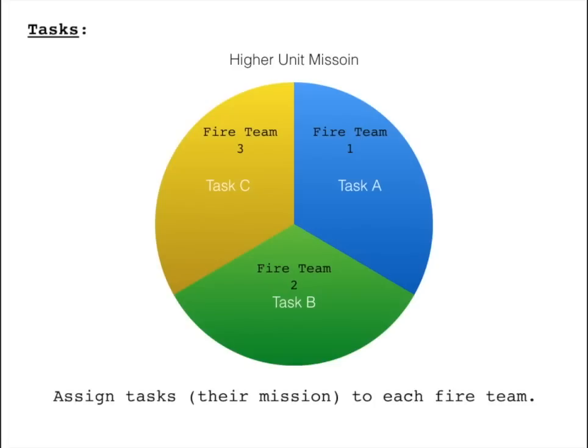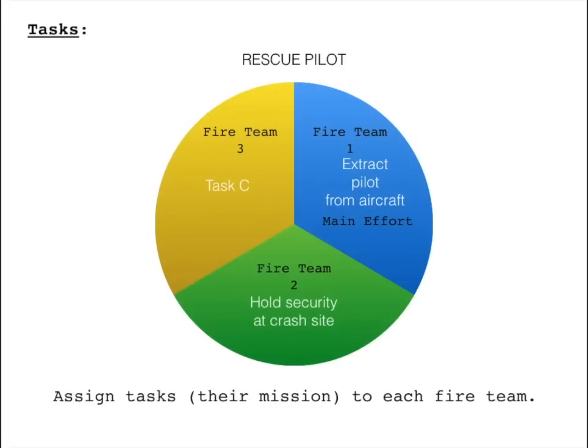This is where you can say, on order, Fire Team 1, you will extract the pilot from the aircraft at the location of the helicopter crash in order to place the pilot on a stretcher and carry him out. You are the main effort. On order, Fire Team 2, you will hold security at the crash site in order to protect Fire Team 1 and the pilot during extraction. On order, Fire Team 3, you will hold back 100 meters from the crash site, 100 meters north of the crash site in order to provide security and support if needed. So now everyone knows their role and also knows what the other fire teams are doing.